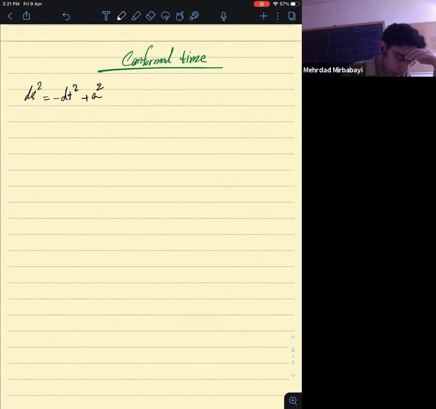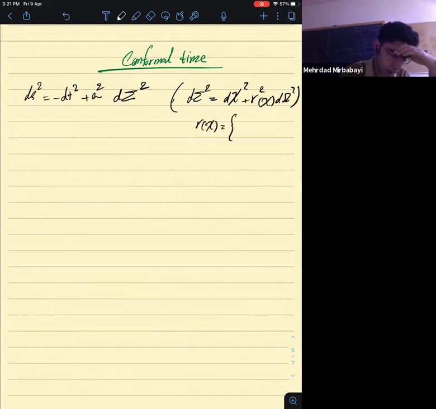In fact, let me just keep it general. So how do we write the general metric? Let me call it dΣ squared, and dΣ squared is dχ squared plus r squared of χ dΩ squared. And r of χ is equal to sine χ if k is equal to 1, if we are spherical; it is equal to χ if k is equal to 0, so we are flat; and it is equal to sinh of χ if k is equal to minus 1.